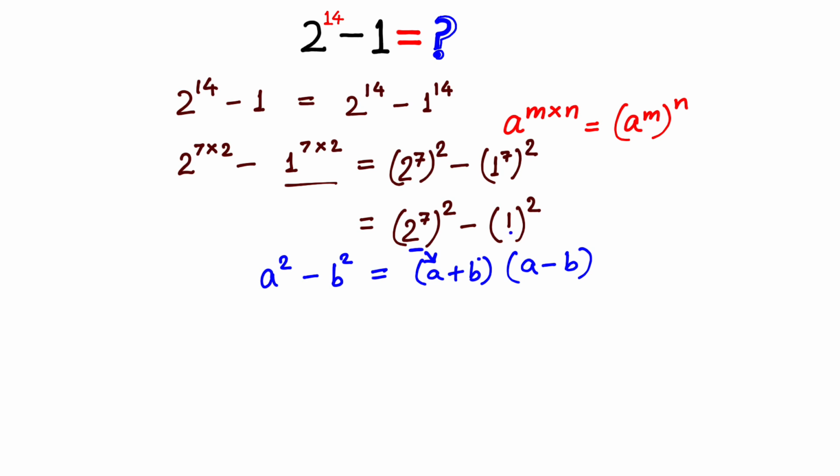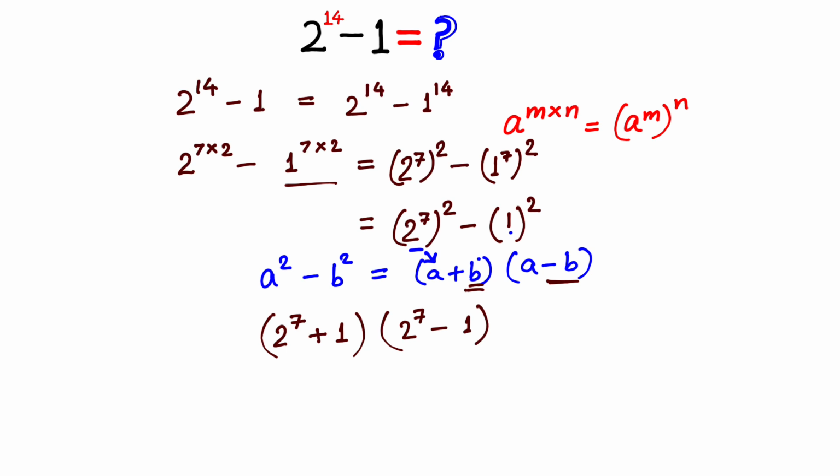So now just apply this formula. By applying this formula, we will have the next step as follows. It will become 2 raised to the power 7 plus 1, instead of b I am writing 1, multiplied by 2 raised to the power 7 minus, from here minus b is your 1.